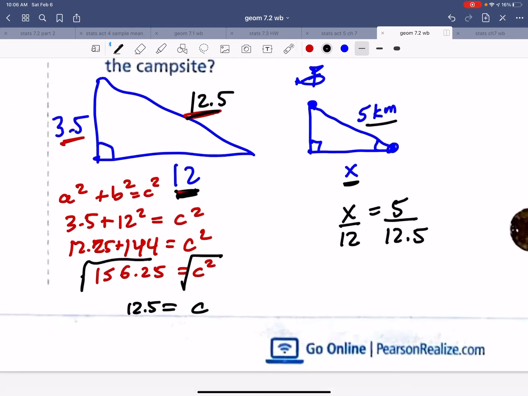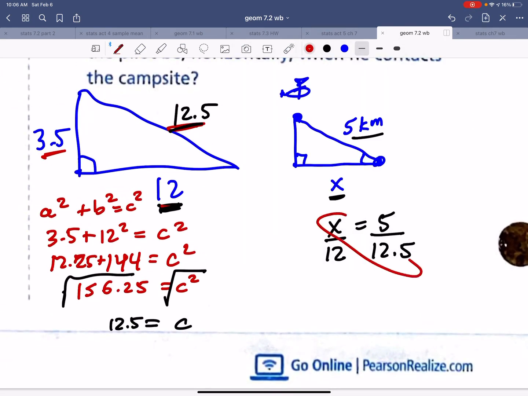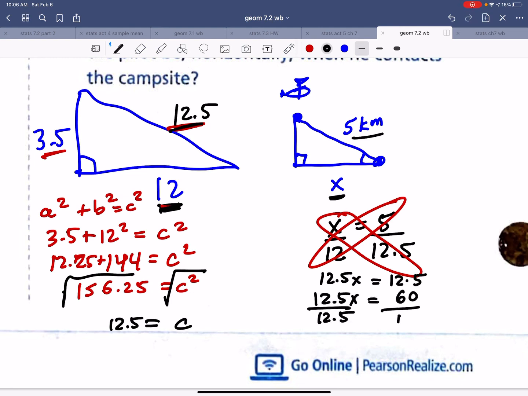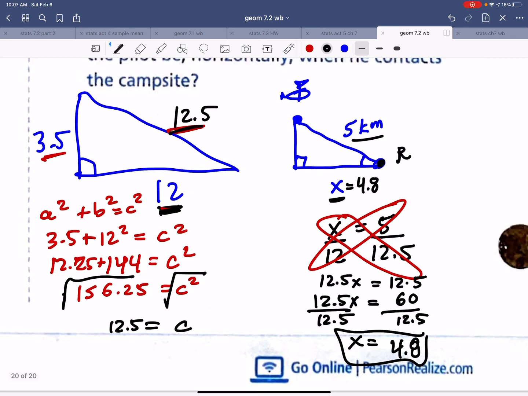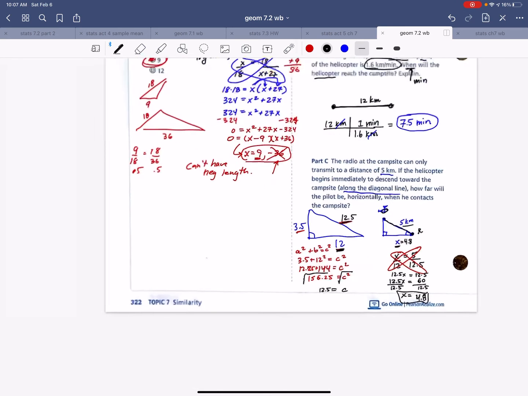So we can cross multiply to solve. Whoop. There we go. So 12.5 times x is one of the wings, and 12 times 5 is the other. So let's take 60, divide by 12.5, and we get 4.8. So that's the horizontal distance from the campsite where you'll be able to hear the radio on the helicopter. Check you next.